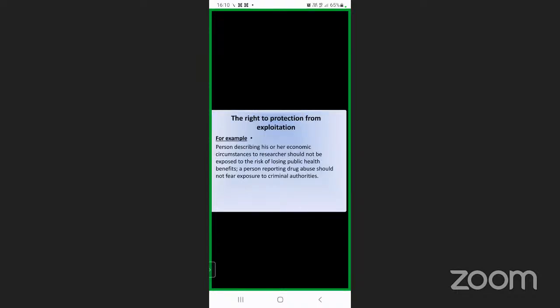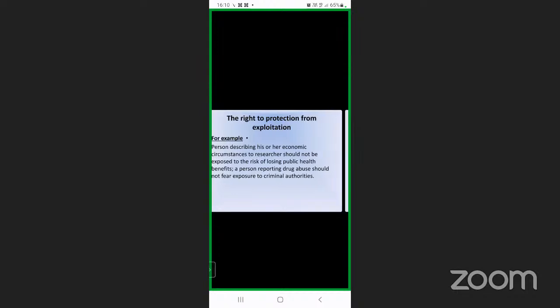Then the right to protection from exploitation. For example, a person who describes their economic circumstances to a researcher should not be exposed to the risk of losing public health benefits. Then a person reporting drug abuse should not fear exposure to criminal authorities. Okay, so many examples are used or included in the studies.